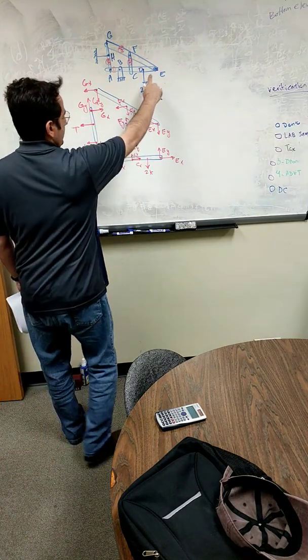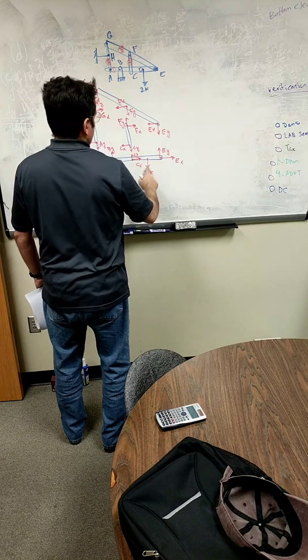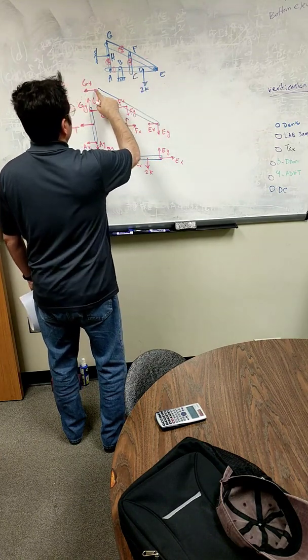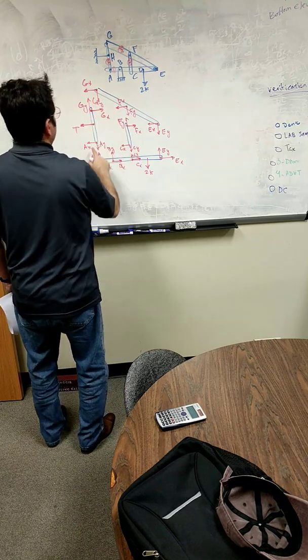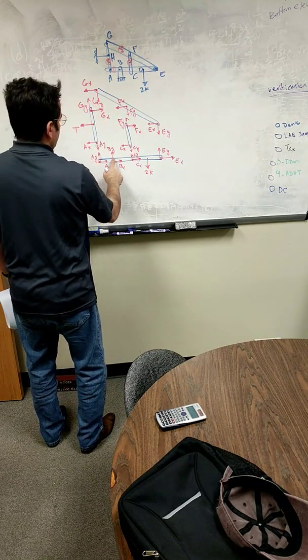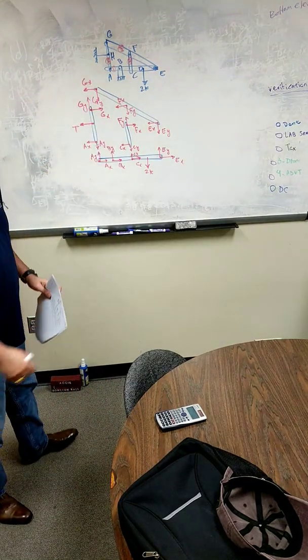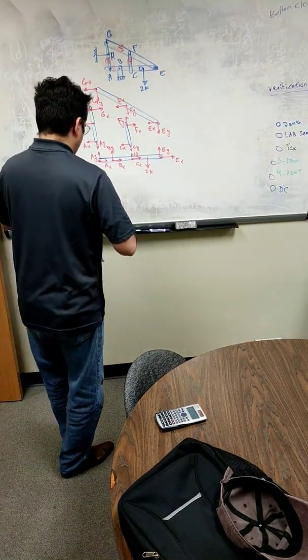So here, you have 2 unknowns for reaction here, 1 known, 2 unknowns for reaction here, 2 unknowns for reaction here, 2 unknowns for reaction here, T, and 2 unknowns here, and 2 unknowns here. So this is the complete free-body diagram. So how many unknowns do I have? Let's go ahead and count them.